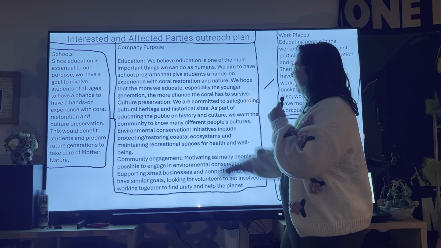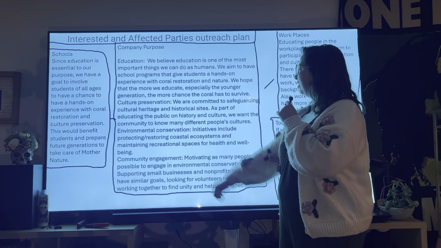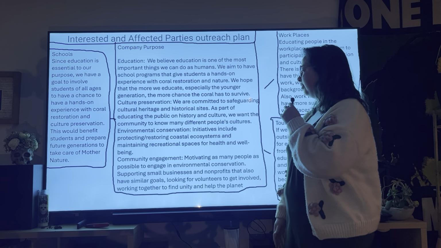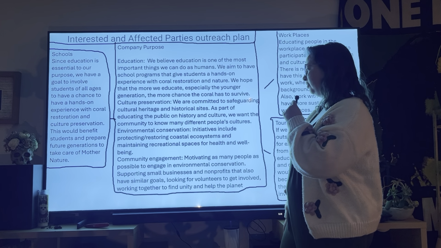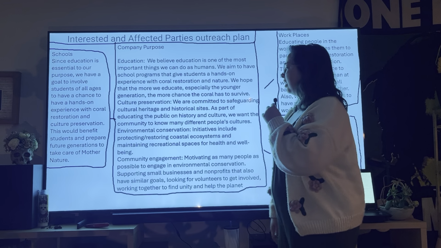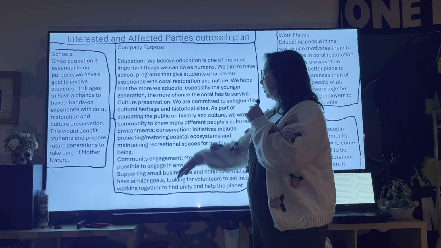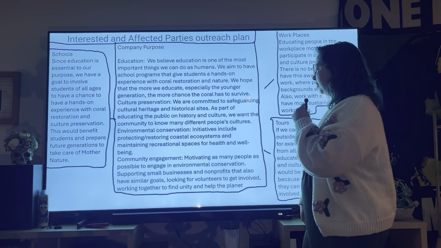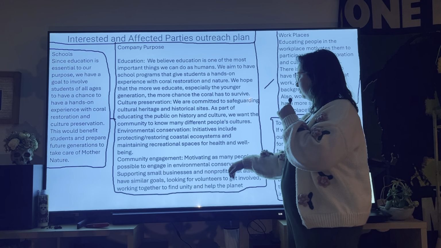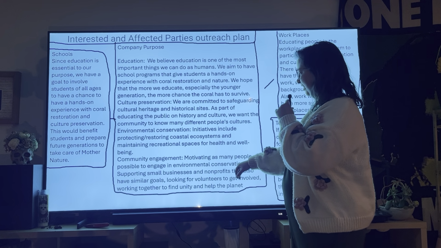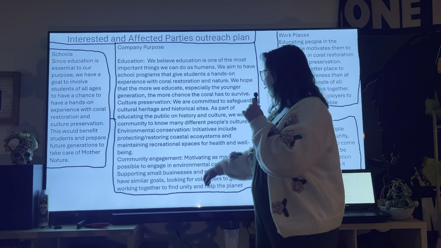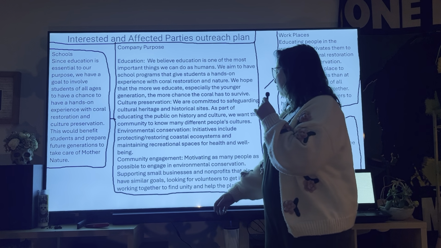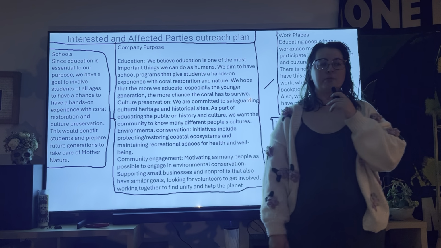So, moving on, we have environmental conservation. Initiatives include protecting, restoring coastal ecosystems, and maintaining recreational spaces for health and well being. And then after that, we have community engagement, which is motivating as many people as possible to engage in environmental conservation, supporting small businesses and nonprofits that also have similar goals, looking for volunteers to get involved, and working together to find unity and help the planet.